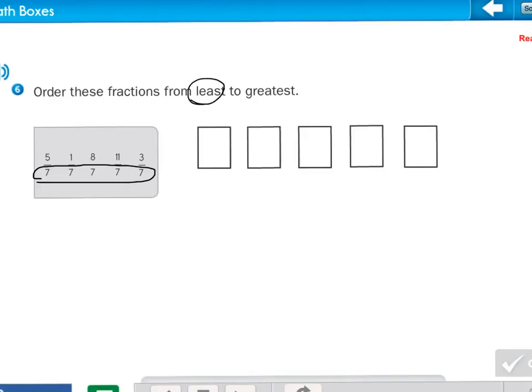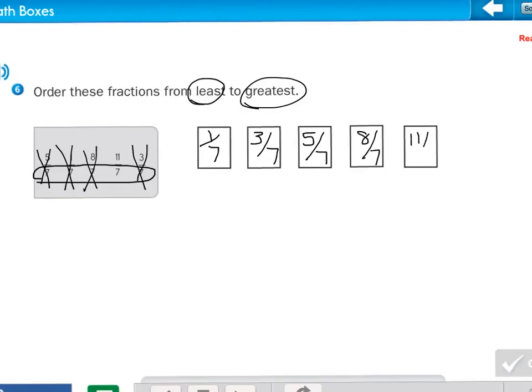Okay, so again, paying attention to what order it is that they want you to put it in, least to greatest. So we're going to start with the smallest fraction, 1/7. I'm going to cross that off so I know that I've used it. Then I have 3/7 next. Cross that off, you know you've used it. 5/7. There's no 6s, there's no 7s. There's an 8/7. And then an 11/7. Okay, so again, this one was easier because it has the denominator the same for all of the problems. So 1/7, 3/7, 5/7, 8/7, 11/7. Again, least to greatest.